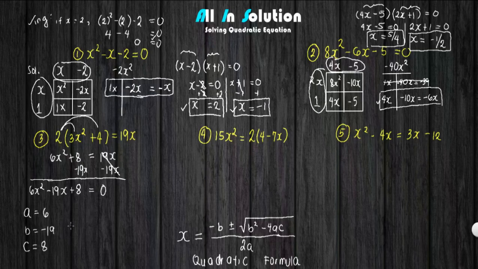Okay, let me write the two solutions in this area. X sub 1 or x is equal to 8 over 3. That is our first solution. And for our second solution, meron naman tayong 1 over 2 or 1/2. Okay, these are the solutions that we have in this example.